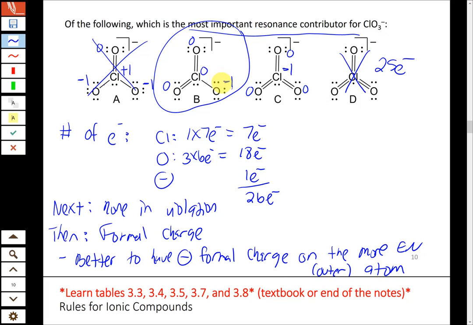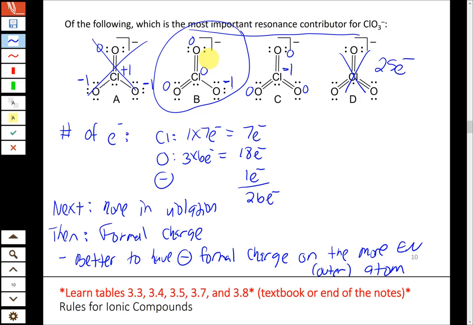If you have a choice between putting the negative formal charge on the central atom or the outer atoms, it's better to put it on the outer atoms because they're more electronegative. They pull the electron density more towards them. So choice B would be what we would think is the most important resonance contributor for ClO3-, which is a structure that has 1 single bond, 2 double bonds. In reality, there'd be three resonance structures that describe this equivalently, where the overall bond order is, again, between 1 and 2, in this case, 1 and 2/3.